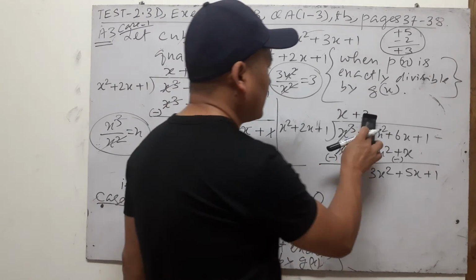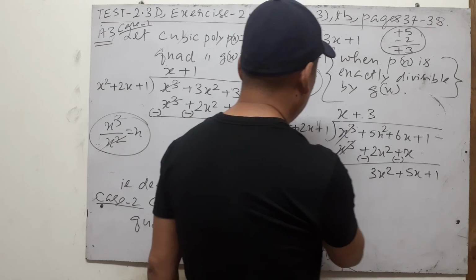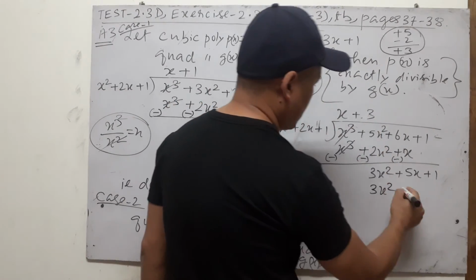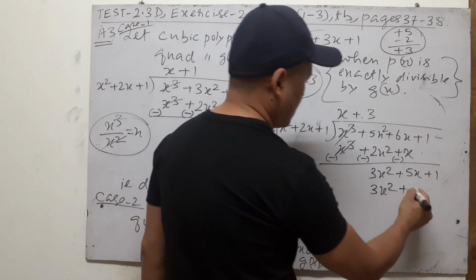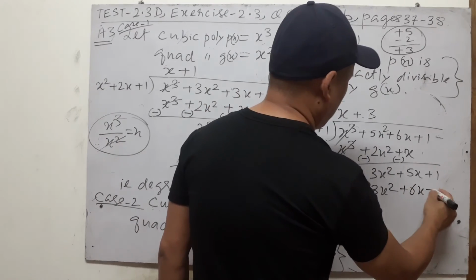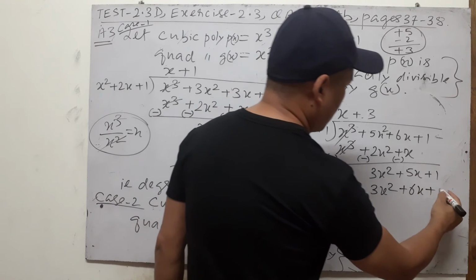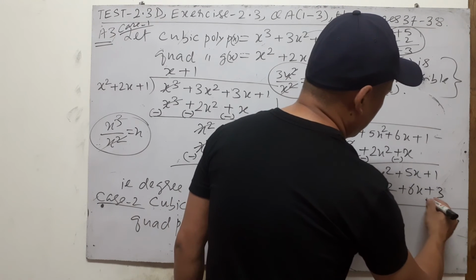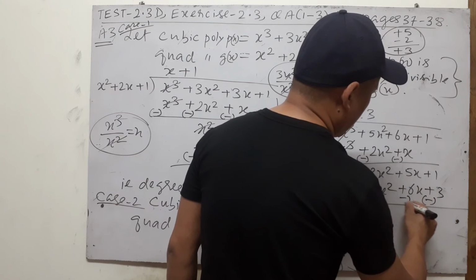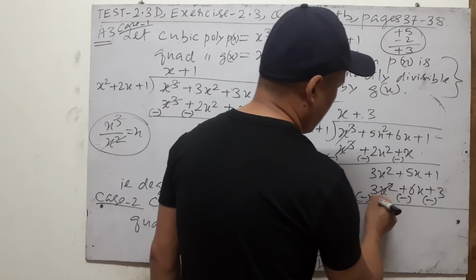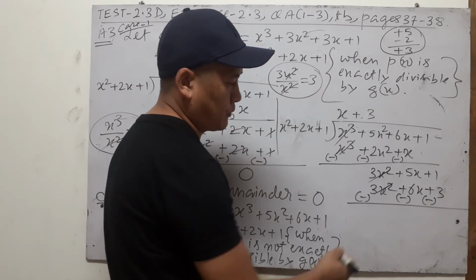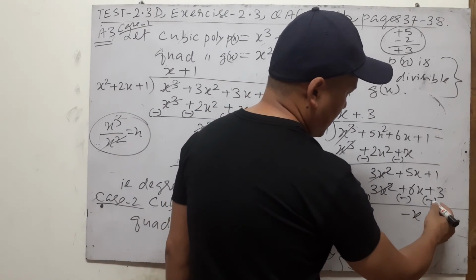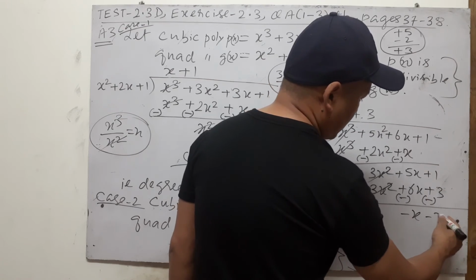Okay, so here you multiply that to all the 3 terms of the divisor. 3 into x squared, 3x squared; plus into plus, plus 3 twos are 6x; and plus into plus, plus 3 ones are 3. Now it's a matter of changing the signs of the lower terms. Plus becomes minus, plus becomes minus, plus becomes minus. Minus 3x squared plus 3x squared is 0. Minus 6x plus 5x is minus 1x. Minus 3 plus 1 is minus 2.